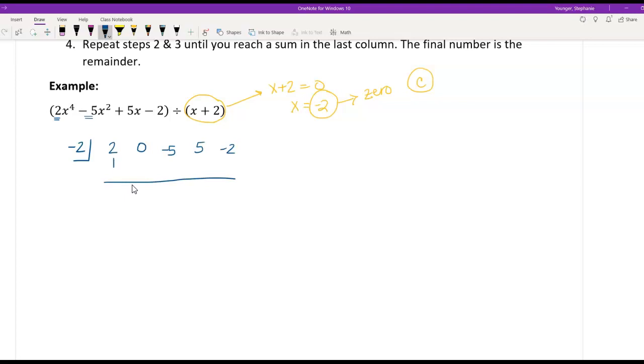First things first, I'm going to drop the 2. All I did was drop it. Now I'm going to multiply negative 2 times positive 2, and that gets me negative 4. And so now I add 0 plus negative 4, which is negative 4. Multiply negative 2 times negative 4. That gets me positive 8. Add straight up and down. Negative 5 plus 8 gives me 3.